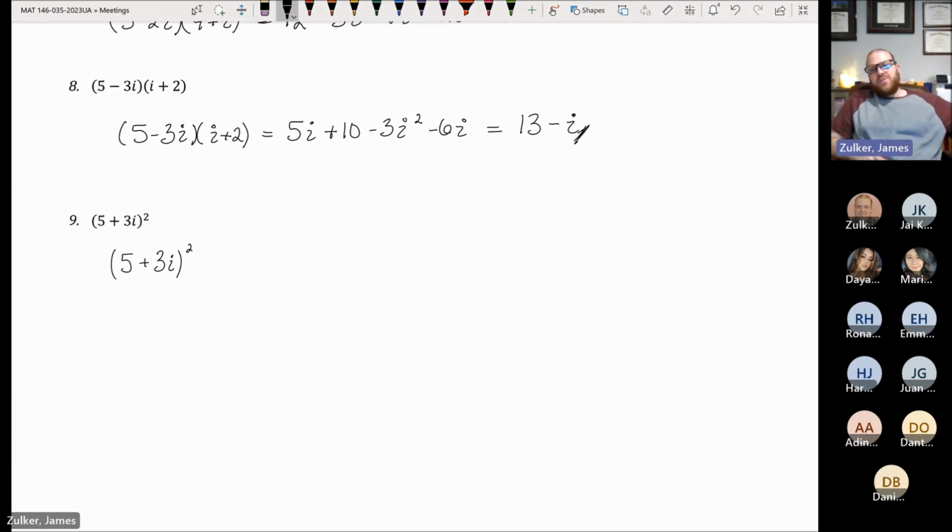Quantity of 5 plus 3i, squared. Right, well, think back to algebra, right? There are two ways you could go about this. Could write this as 5 plus 3i times 5 plus 3i and then FOIL, right? Or you could use the binomial theorem. Which is the way that I'm going to do it.